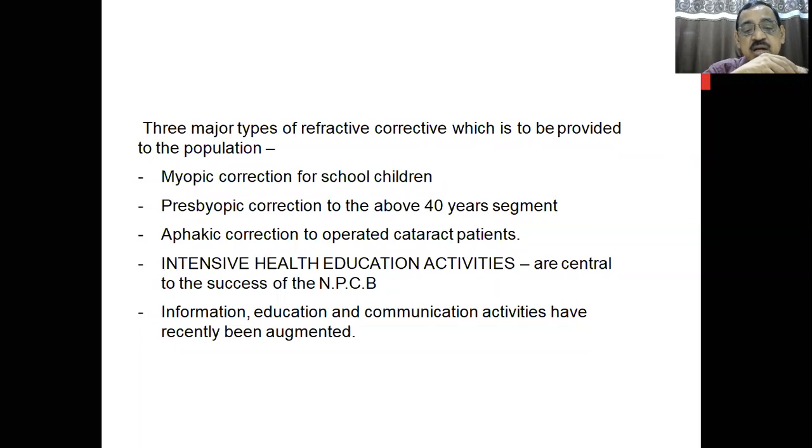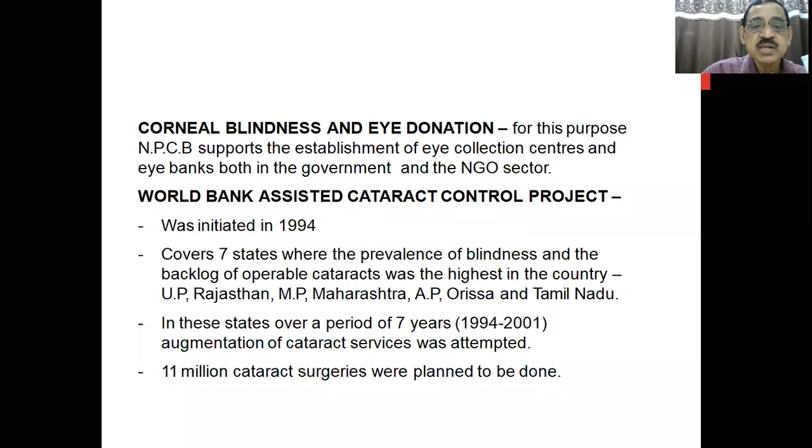And information, education, and communication activities have recently been augmented to help reduce blindness in our country. So corneal blindness and eye donation is another thing.